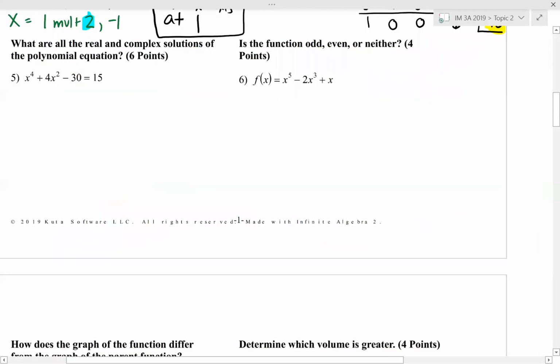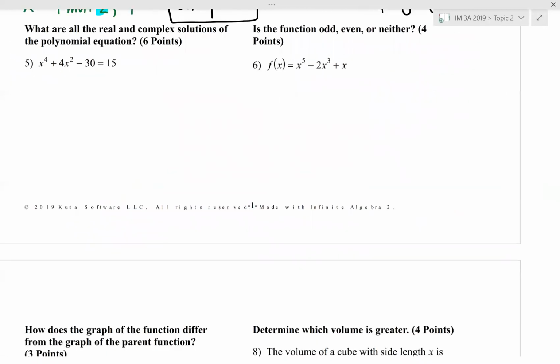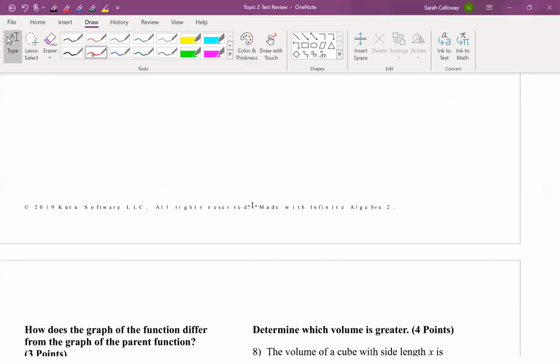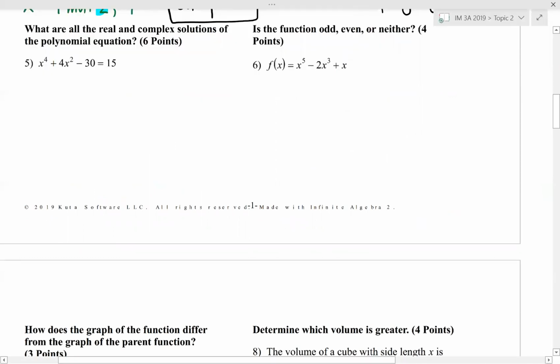Okay, so question 5 on this is asking us for the real and complex solutions of the equation. So it's very similar to the one above it, except that we're not talking about simply real solutions. So we aren't saying whether it's crossing the x-axis or touching the x-axis. So we're just finding the zeros. It also uses a different method of factoring. So notice that we have x to the 4th power, x squared, and then a constant.